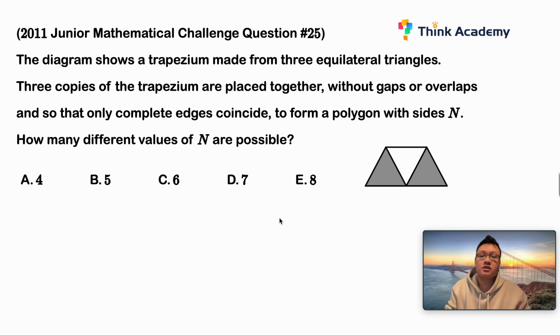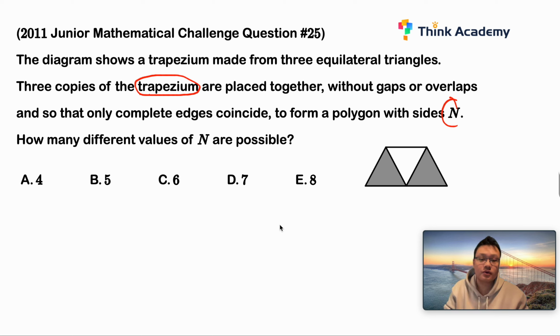2011 JMC question number 25. The diagram shows a trapezium made from three equilateral triangles. Three copies of this trapezium are placed together without gaps or overlaps, so that only complete edges coincide to form a polygon with n sides. And the question is, how many different values of n are possible?